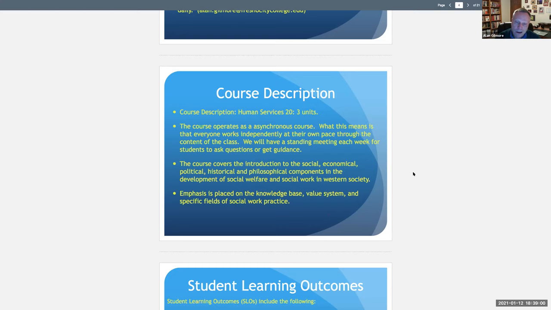We also have a set of values that we use. We are guided by the Social Worker Code of Ethics, which we'll talk about in a couple of weeks. And there are a lot of very specific fields of social work. There's social work that's specifically focused on children. There's social work that specifically focuses maybe with older adults. There's clinical social work, there's hospital-based, school-based social work. So there's lots and lots of different ways that social work gets implemented in our society.